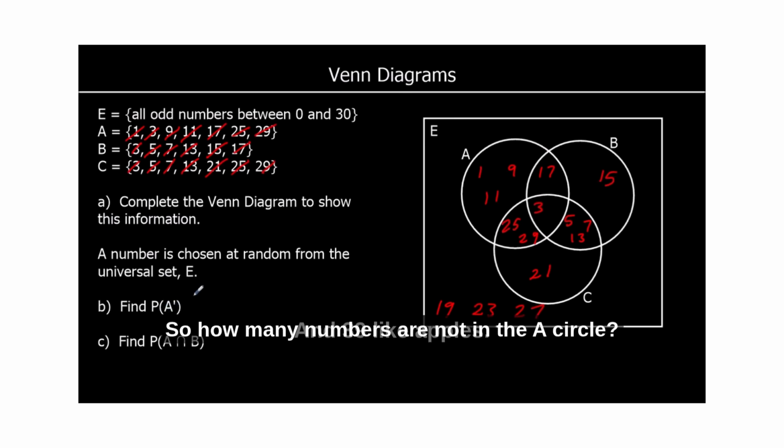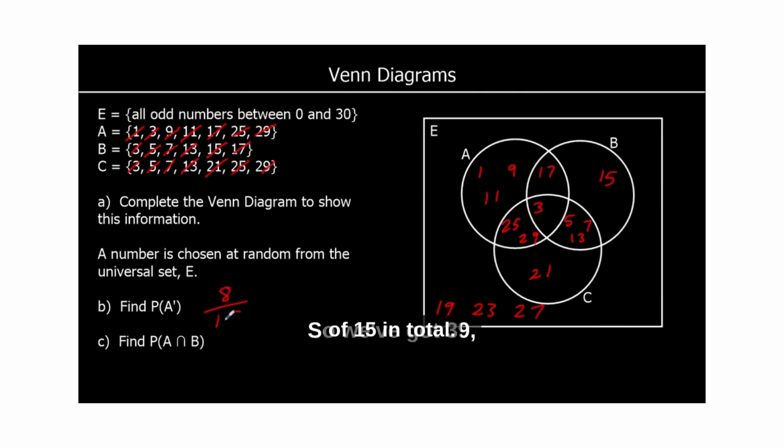So how many numbers are not in the A circle? 1, 2, 3, 4, 5, 6, 7, 8 out of 15 in total. So there should be 7 inside the A circle. 1, 2, 3, 4, 5, 6, 7, which means there's 8 on the outside. Find the probability of A and B, the intersection of A and B. So where do the A and B circles intersect? That's this bit here, the intersection of the A circle and the B circle. There are 2 numbers in there, so the probability is 2 out of 15.